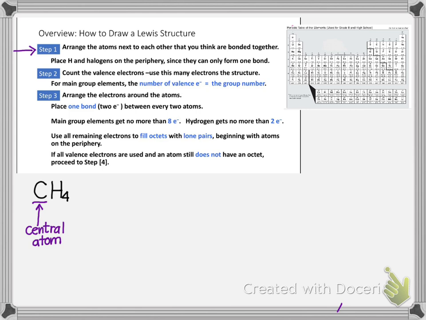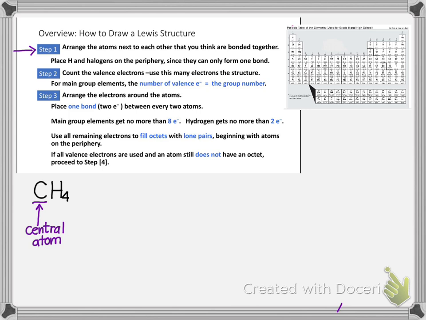If hydrogen is the first atom, hydrogen will not be the central atom because it can only have a single bond, and so it can't be in the middle. If hydrogen is the first atom in the formula you're given, go to the next element, and that's the one that's going to be the central atom.